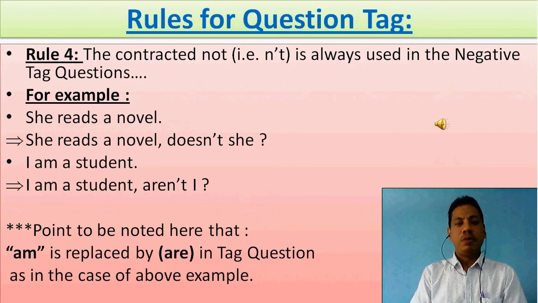Then rule number 4. The contracted not, that is n apostrophe t, is always used in negative tag questions. For example, she reads a novel, doesn't she? I am a student, aren't I? Here the point to be noted is that am is replaced by are in the tag question, as we can see in the above example.